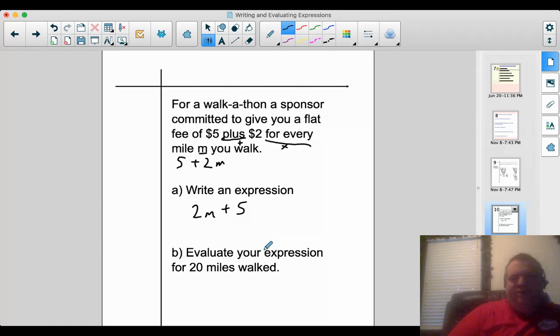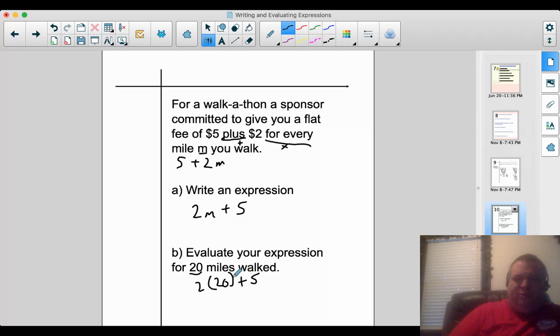Now, that's a pretty straightforward way of saying that. A question that could be asked would be, well, how much do you get if you walk 20 miles? That's where you have to recognize, well, M stands for the number of miles I walked. And now I know I'm given a value for that. Now I know that that's 20. So I can replace the M with a 20. So I'm evaluating this expression for M equals 20.